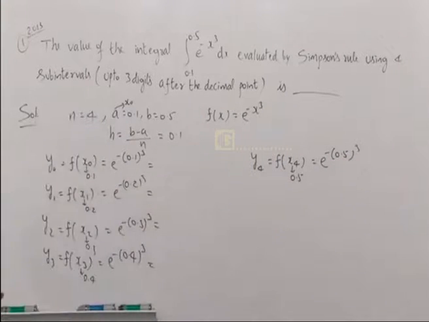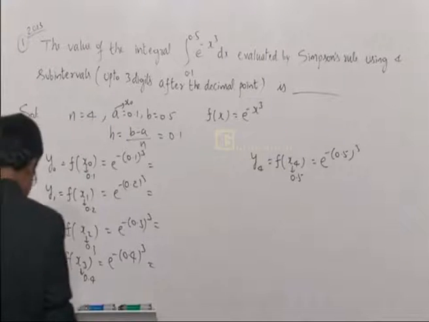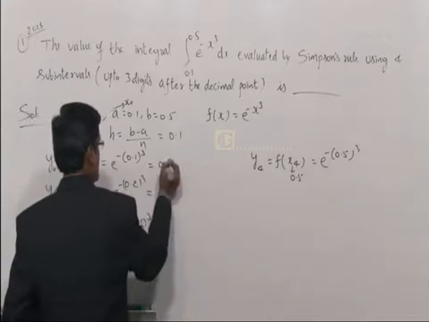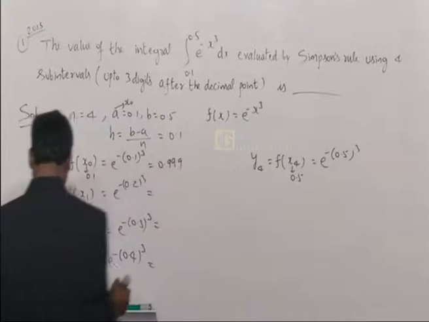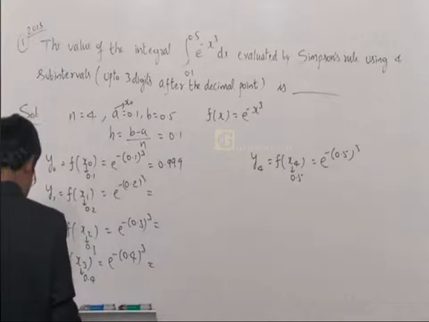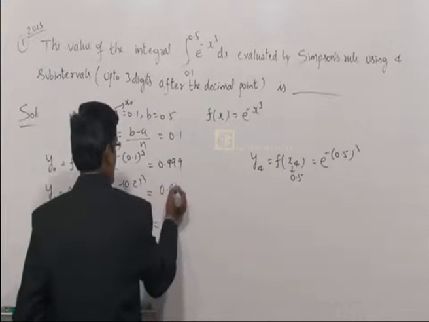So using a calculator, you calculate. This is 0.999. This is 0.992.